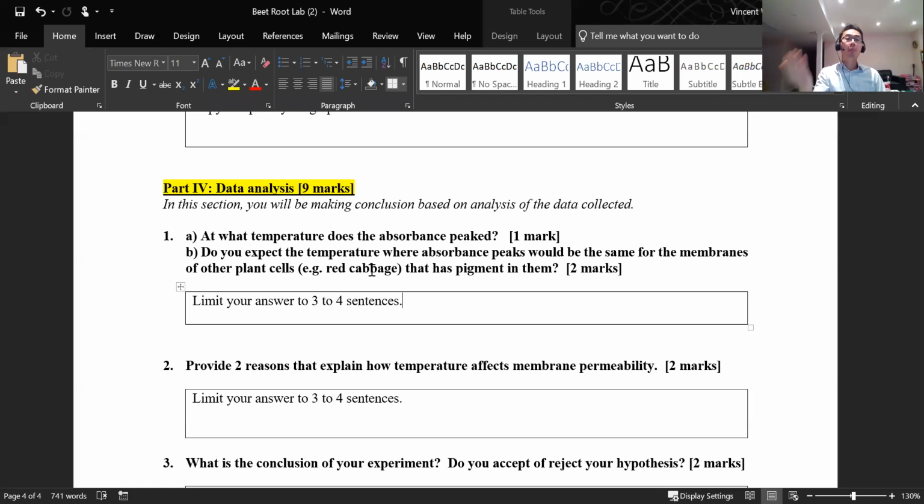Let's say it has more saturated fatty acid. Then it would take a higher temperature in order for it to become more leaky, right? Remember the question we did in class during the tutorial, where I asked you about plants that are in colder environments and hotter environments? There are different cholesterol compositions, for example, that would alter its permeability. Same thing here. Cabbage is likely to have a different composition than beetroot. Therefore, the peak absorbance would probably be observed at a different temperature.